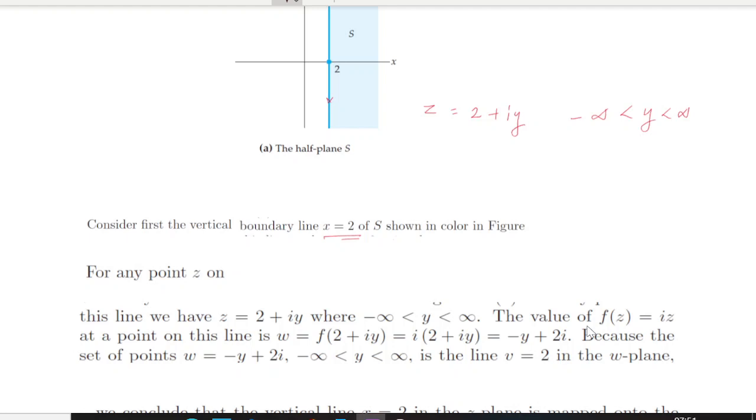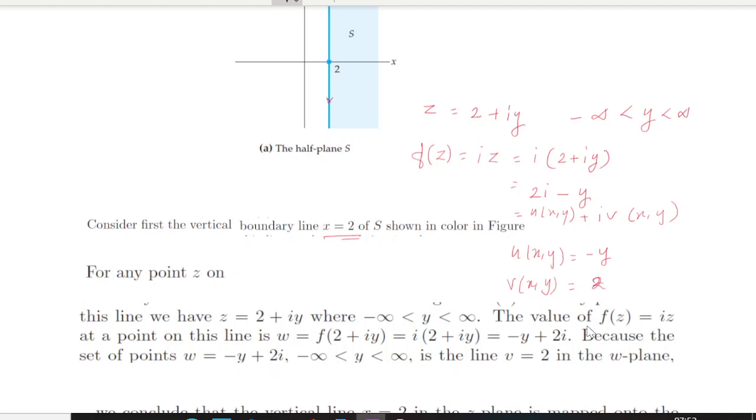Right? Now we want to find the value of f of z. So f of z equal to iz, that will become i into (2 plus iy). Now this reduces to 2i minus y. So when you have u(x,y) plus i times v(x,y), it reduces to u(x,y) as minus y and v(x,y) as 2, right? That means 2.